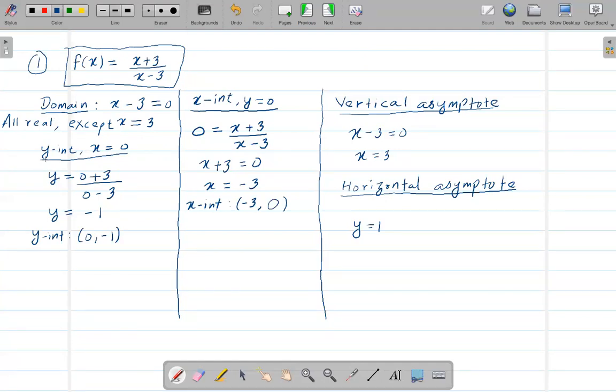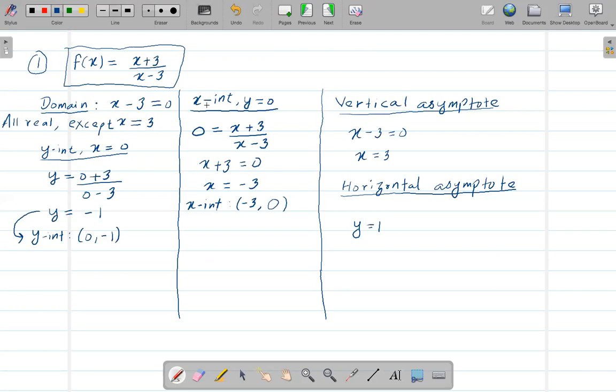For the domain. For the y-intercept, to find the y-intercept, we assume x equals 0, right? So if we assume x equals 0 in this function, then I can find the y-intercept, or f of x. So y equals 0 plus 3 over 0 minus 3, and basically we just plug in this 0 to this equation, and then we get y equals -1. So from there, I can change this to point form. The y-intercept is now (0, -1).